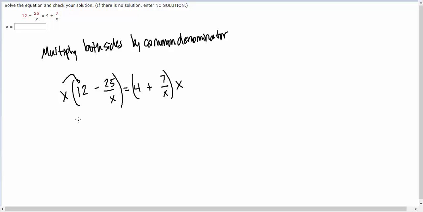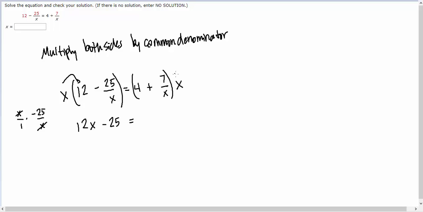So x times 12 is 12x, and then x times 25 over x, just to make sure everyone's clear with that little step, I have a minus 25 over x in fact. When I have x times 25 divided by x, the x cancels out. And that's what I wanted it to do, right? I wanted that fraction to go away, and now it's going to go away and leave me with simply negative 25.